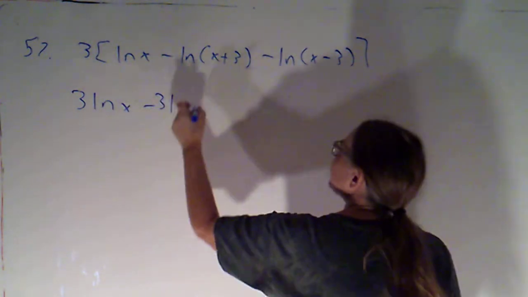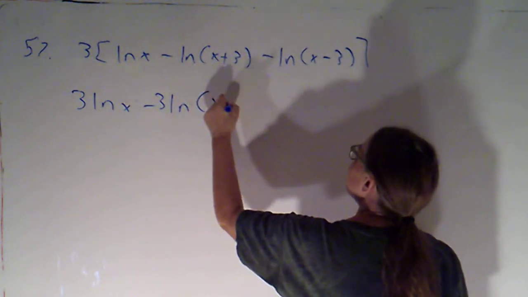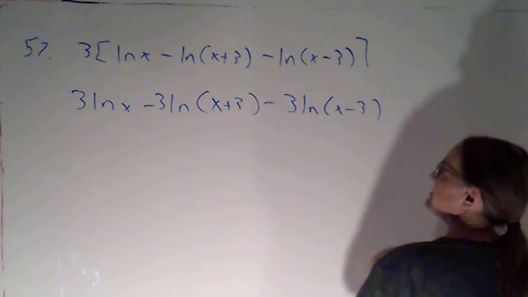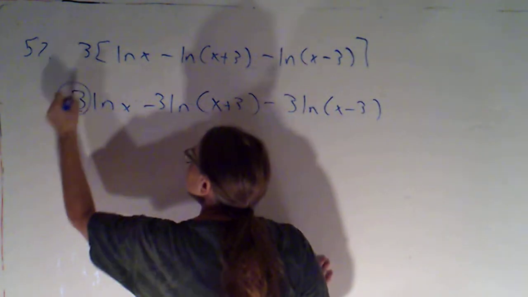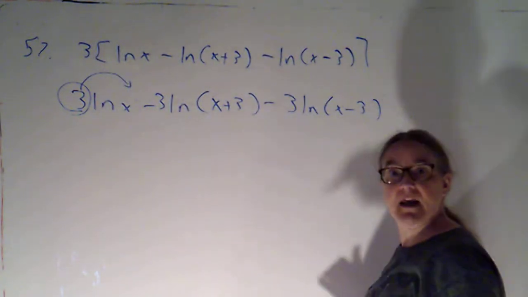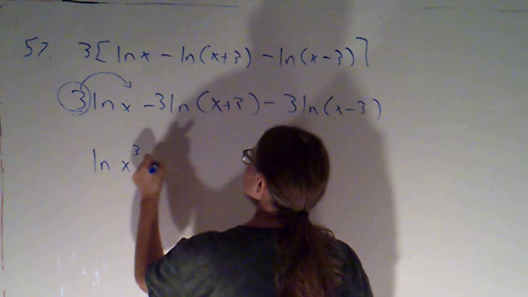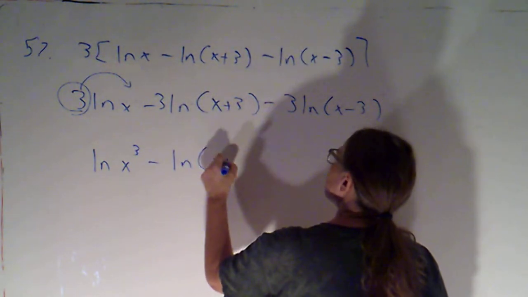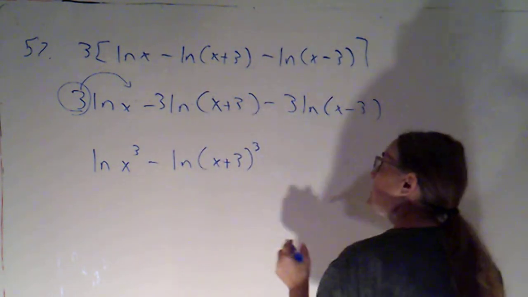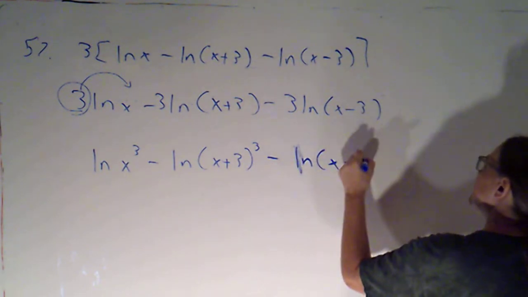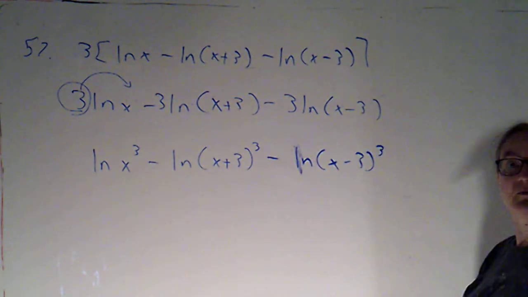So we'll have 3 natural log of x minus 3 natural log of x plus 3 minus 3 natural log of x minus 3. And now in each of those terms, I can bring that 3 up and make it an exponent. So it's the natural log of x cubed minus the natural log of x plus 3, the quantity cubed, minus the natural log of x minus 3, that quantity cubed.